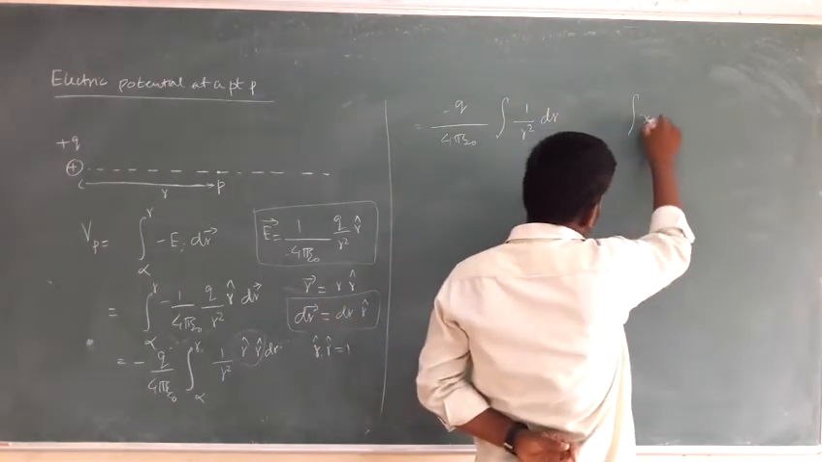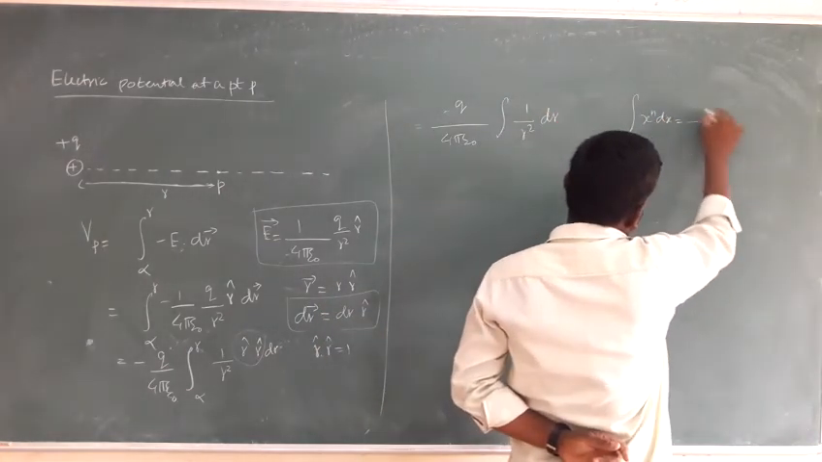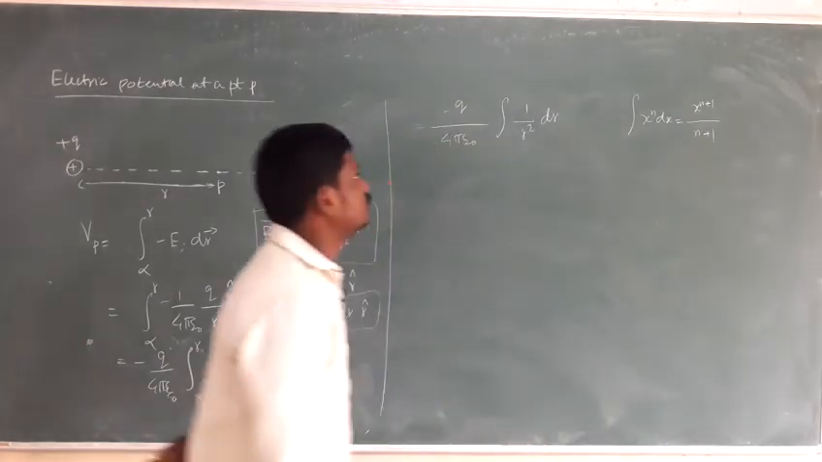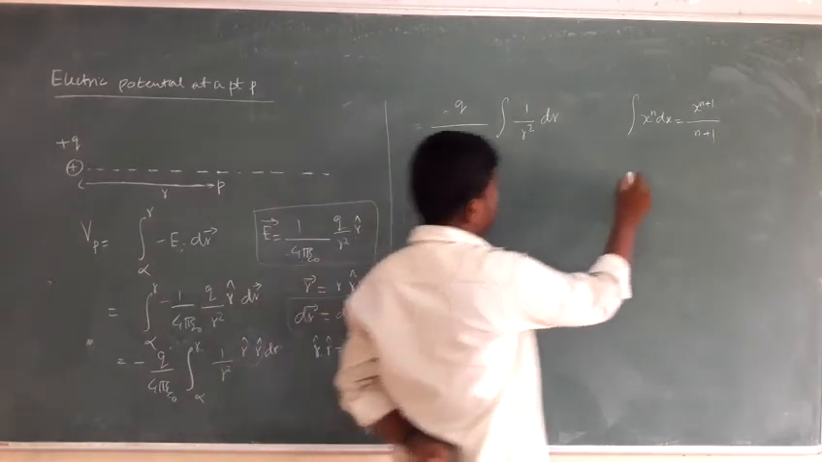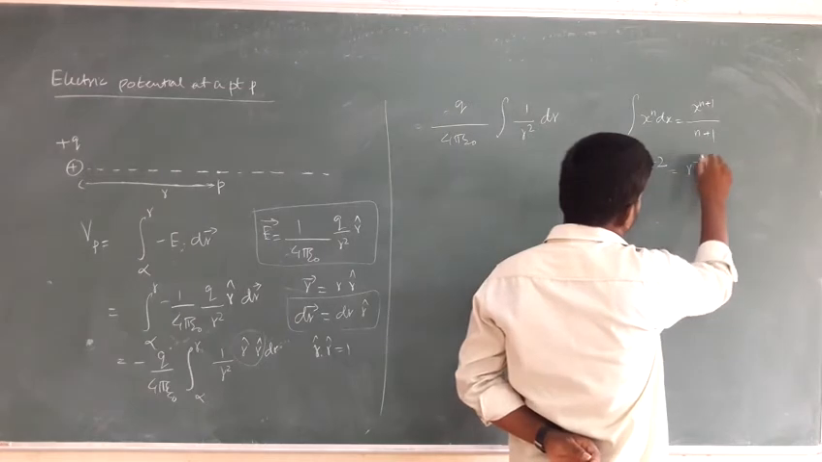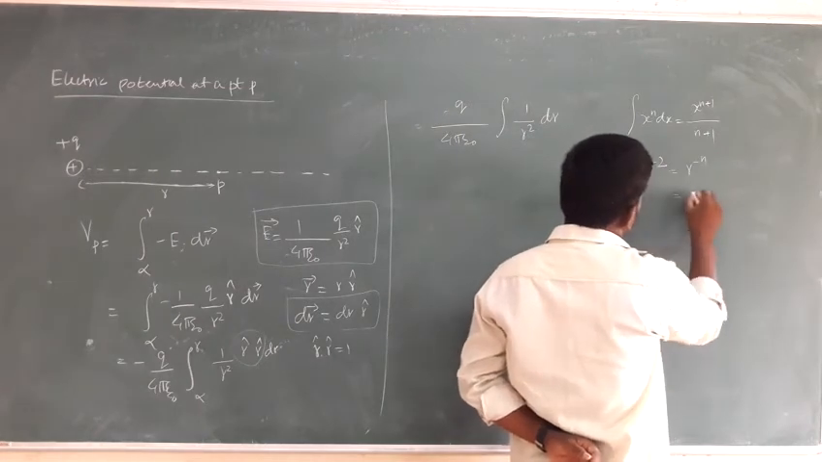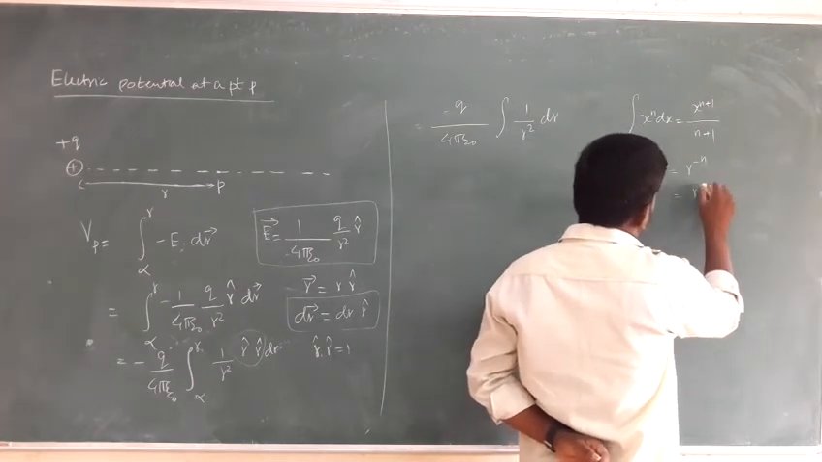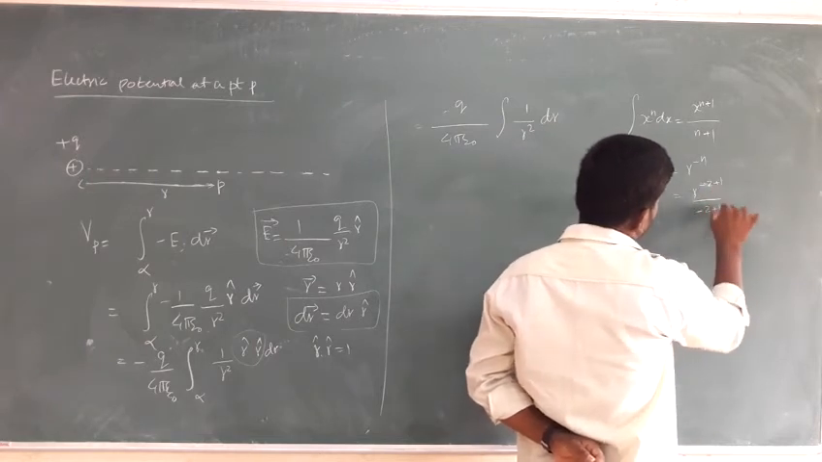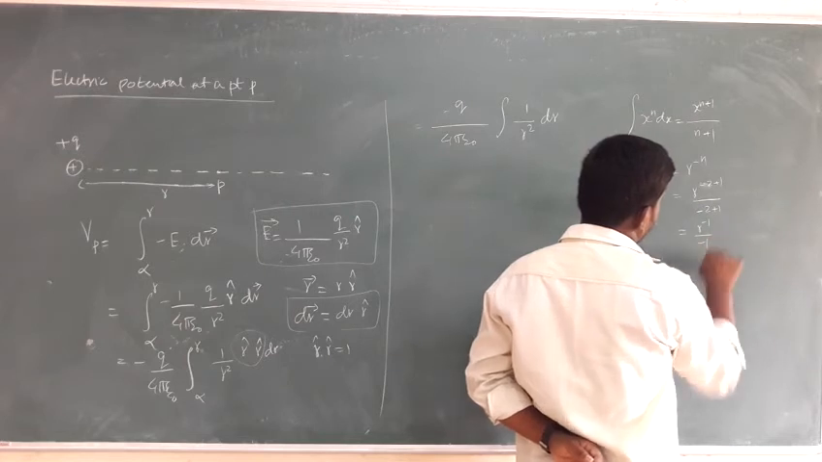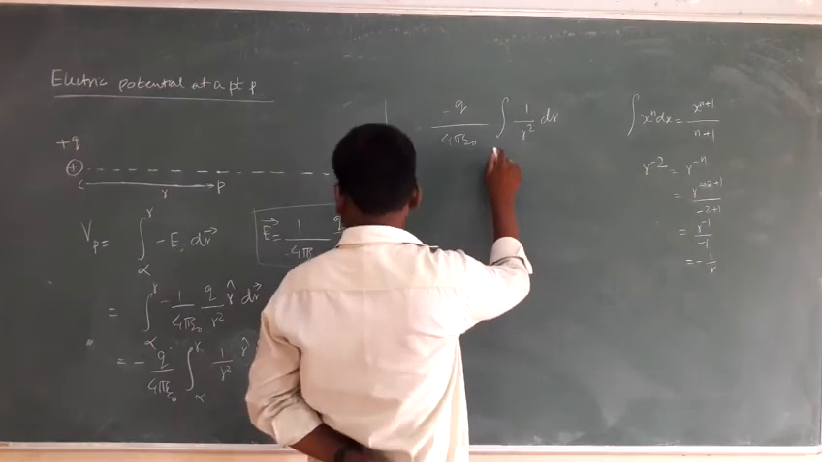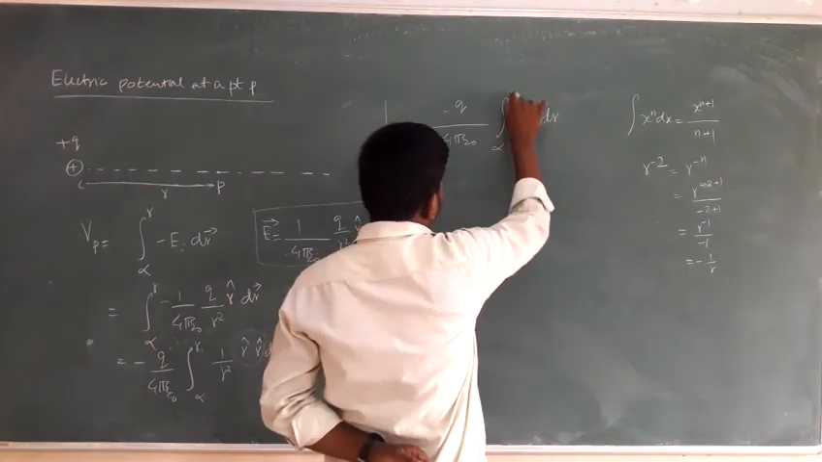So integral x power n dx is equal to x power n plus 1 by n plus 1. Here it's r power minus 2, so n is equal to minus 2. So minus 2 plus 1 by minus 2 plus 1, you will get minus 1 by r, with limits from infinity to the finite distance r.